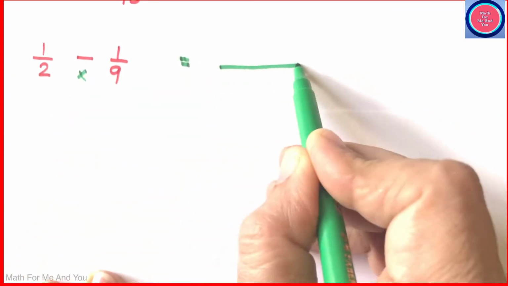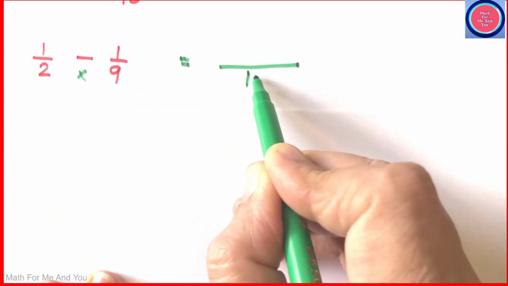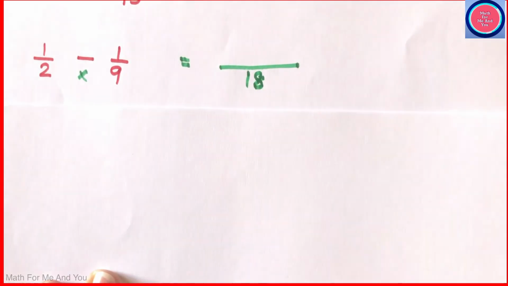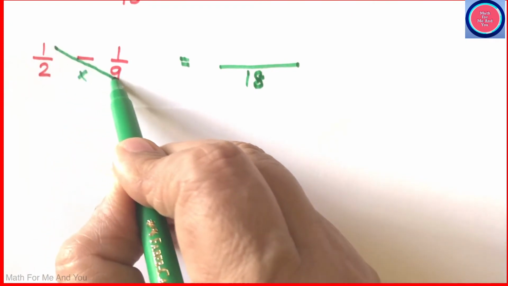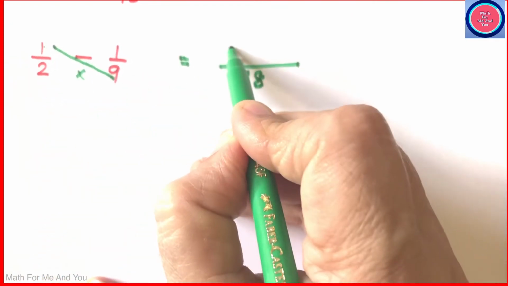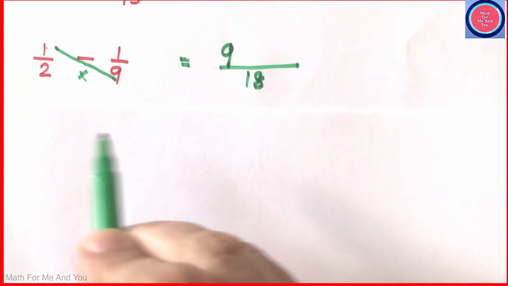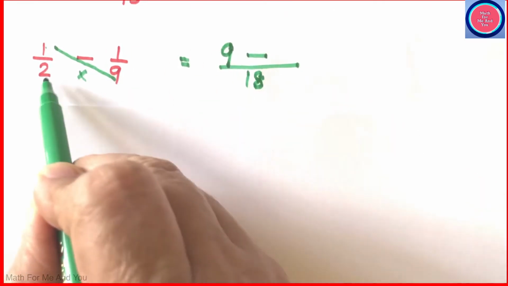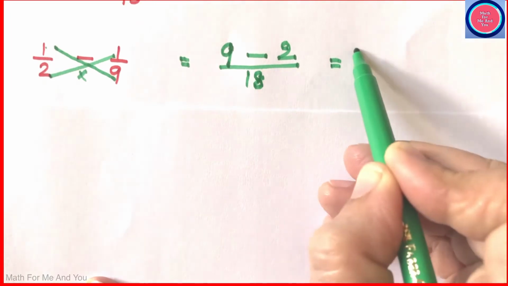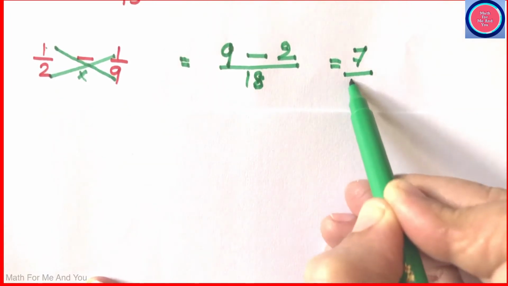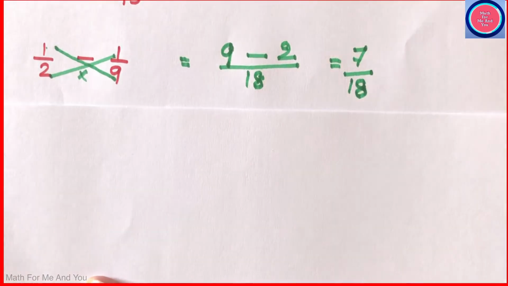Yes, the denominator we multiply. 2 times 9, 18. What about the numerator? Cross multiply. Start from the first fraction's numerator. 1 times 9, 9. If it is minus, we write minus. If it is plus, we write plus. Here minus. 2 times 1, 2. So what answer we get? 7 over 18. How is it? Can you answer a similar question?